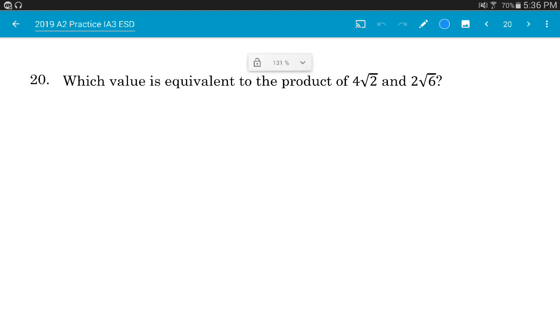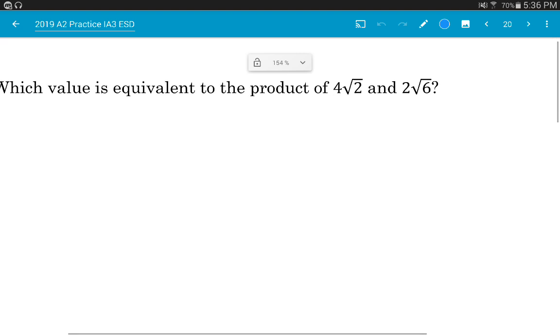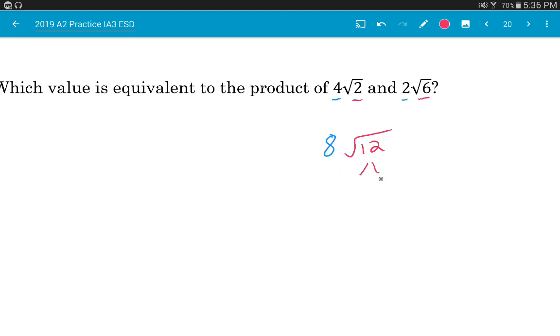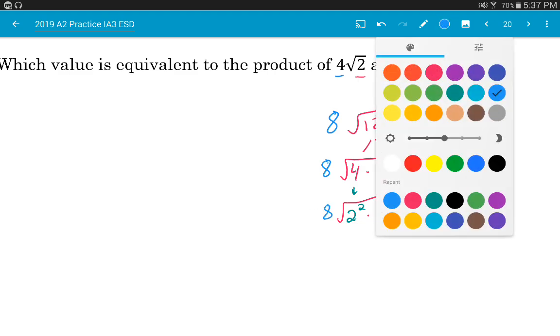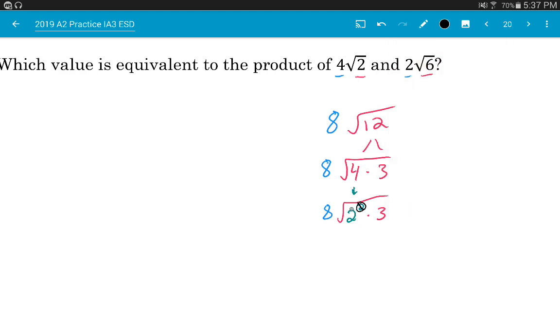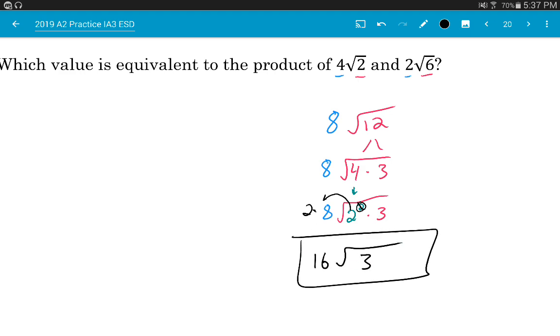Question 20. Which value is equivalent to the product of 4 rad 2 and 2 rad 6? So 4 times 2 is 8. 2 times 6 is 12. I'm going to want to break 12 down into a perfect square, which is 4, with a 3 left over. The reason why I did that is because 4 is equal to 2 squared. So I've got the square root of 2 squared times 3. The 8 is still going to be hanging out front. And anytime I have a square under a square root, it can give up its exponent, and it'll be let on through as a 2 times in front. So I get 2 times 8, which is 16, and the only thing left underneath is a 3.